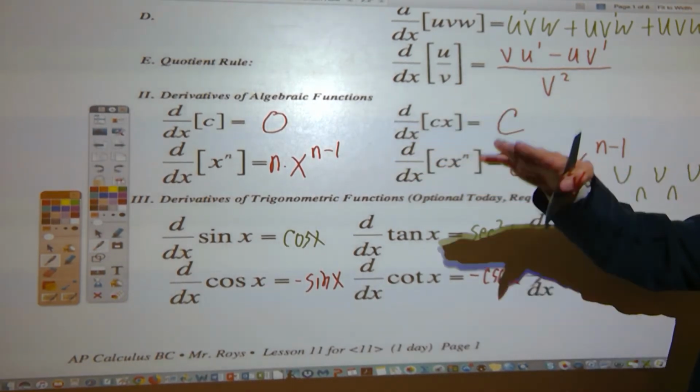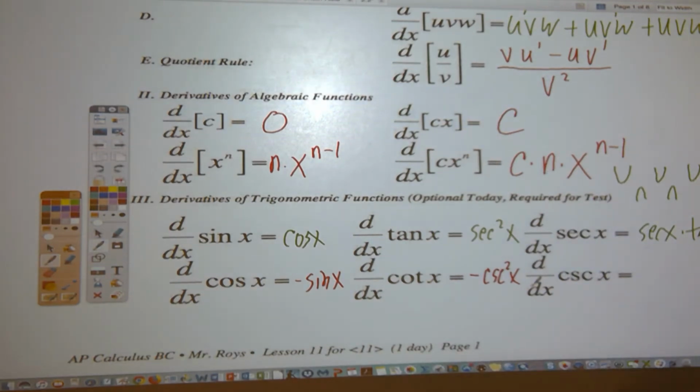Based on that overarching pattern that we see in this table, can someone predict for me what the derivative of cosecant x is without actually taking the time to derive it using the quotient rule? Does everyone think they see the pattern and can predict what this one's going to be?